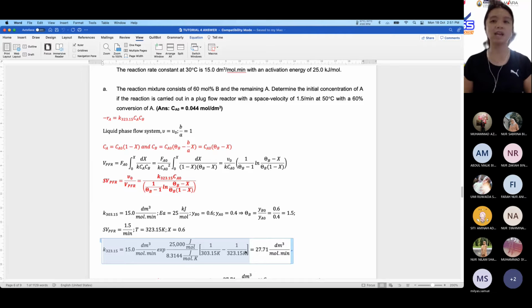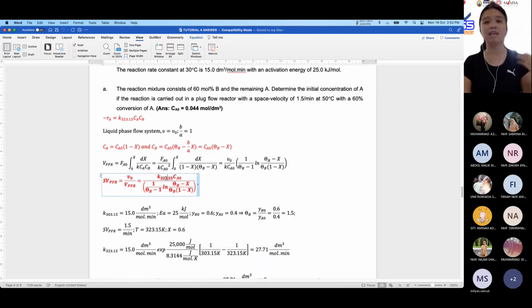So to calculate new K, I suppose by now kamu dah tahu kan Arrhenius equation. I suppose by now you already know how to calculate the new K. So make sure you know. And the new K at 50 Celsius is 27.71. So done. So first part dah cari nilai K yang baru.